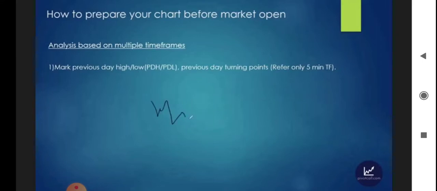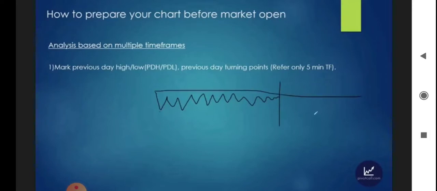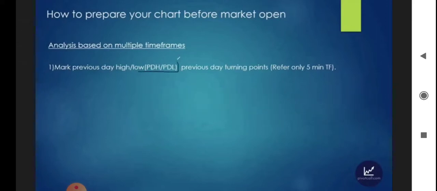Or sometimes market is staying sideways till 3:30. For the next day, you mark previous day high. You mark previous day low. Where is the turning point? No turning point. So that is why PDH, PDL, yes, it is mandatory that every day you have to mark it. Turning point only whenever it happens. Other times you can leave it.